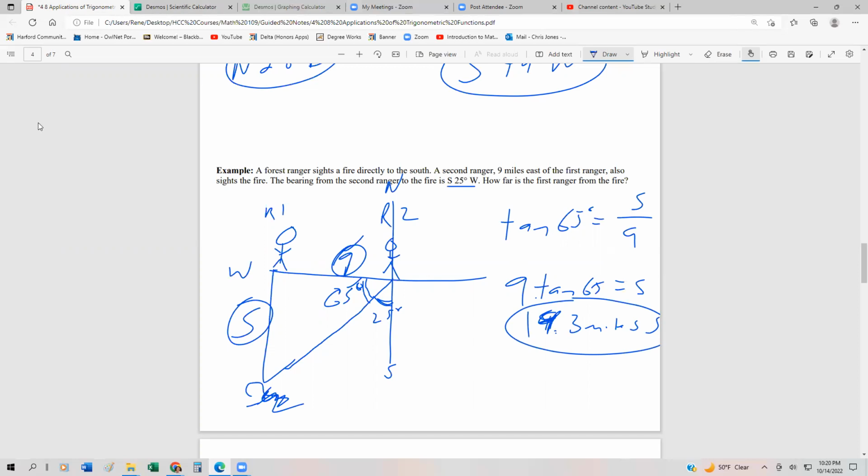All right, so that's everything that we need to know about our bearings as well as some of our distances. In our final video series, we're going to take a look at simple harmonic motion and how we can use trigonometric functions to model that.